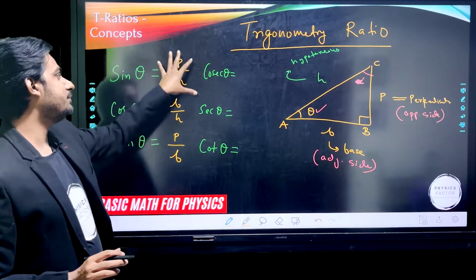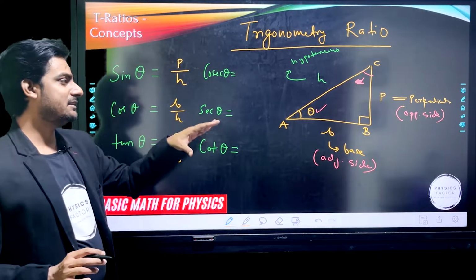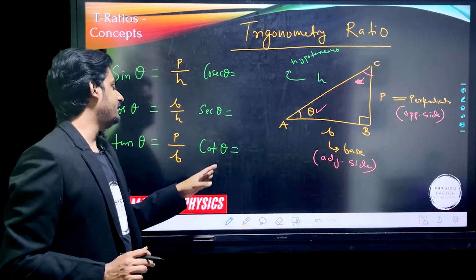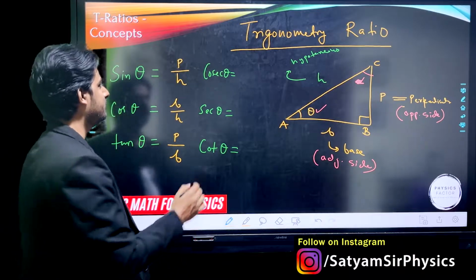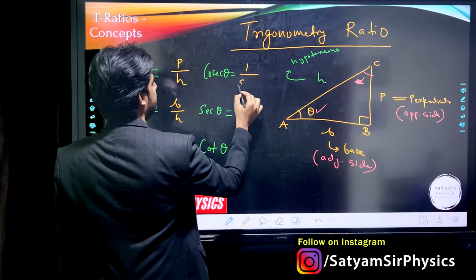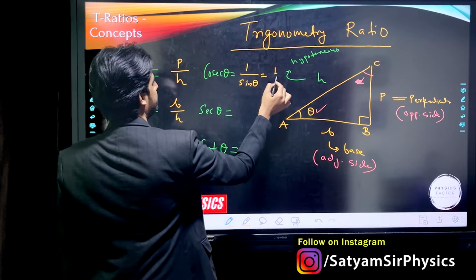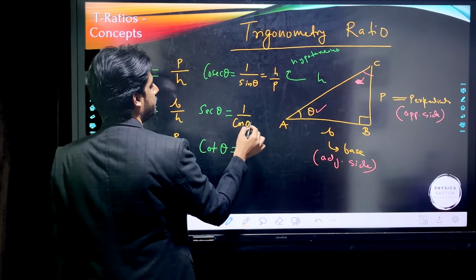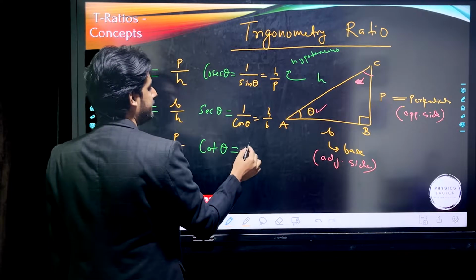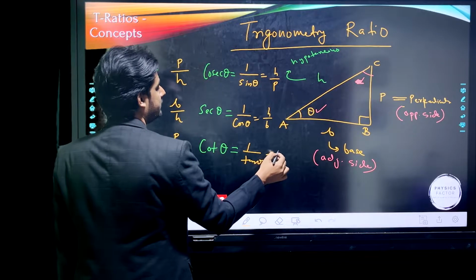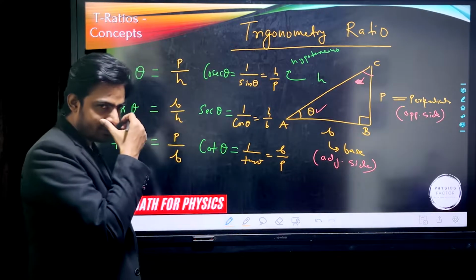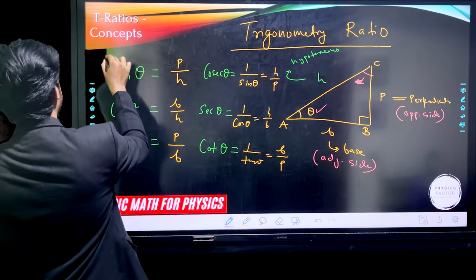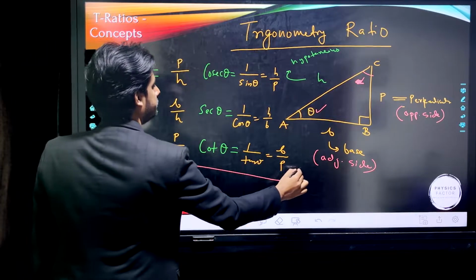Okay, so sin theta is P by H, cos theta is base upon hypotenuse, and tan theta is P upon B. Similarly, these 3 ratios are the reciprocals of these ratios. So cosec theta we can say is 1 upon sin theta, which is H upon P, and sec theta is 1 upon cos theta, which is H upon B, and cot theta is 1 upon tan theta, which is B upon P. Okay, so these 6 ratios we have to remember, very important.